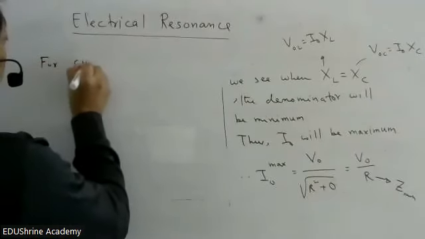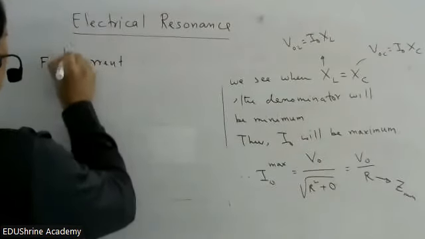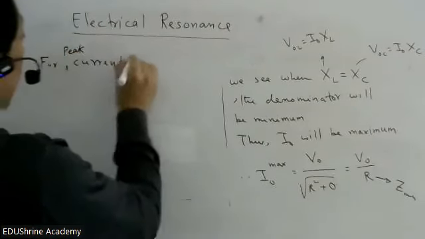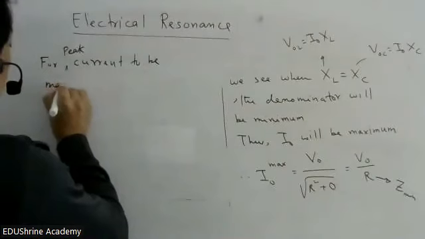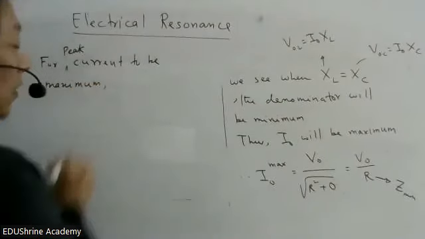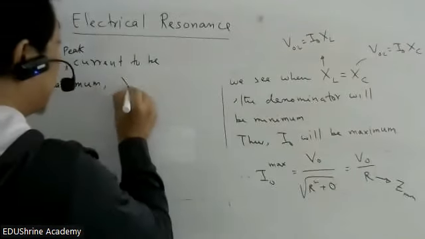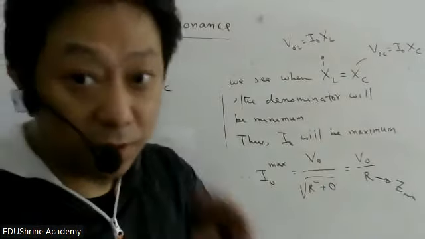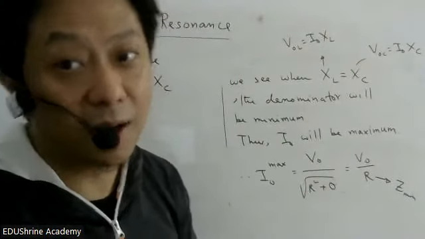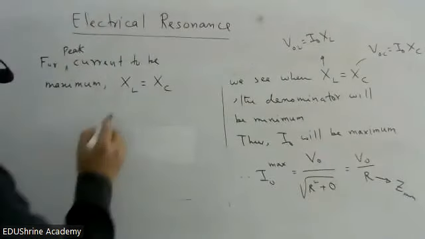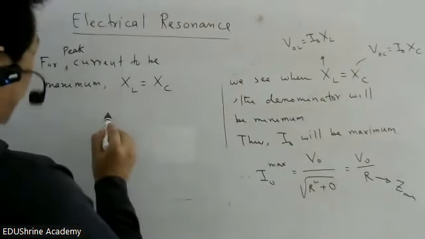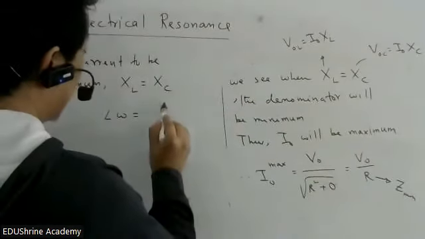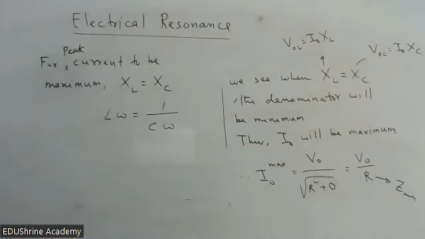For the peak current to be maximum, what should happen, students? XL should be equal to XC. Now, everybody try to remember the formula for XL in terms of omega. Check your notes and tell me. XL is equal to? L omega. L omega. And tell me the formula for XC. 1 by C omega. 1 by C omega. Okay, so these are the two.